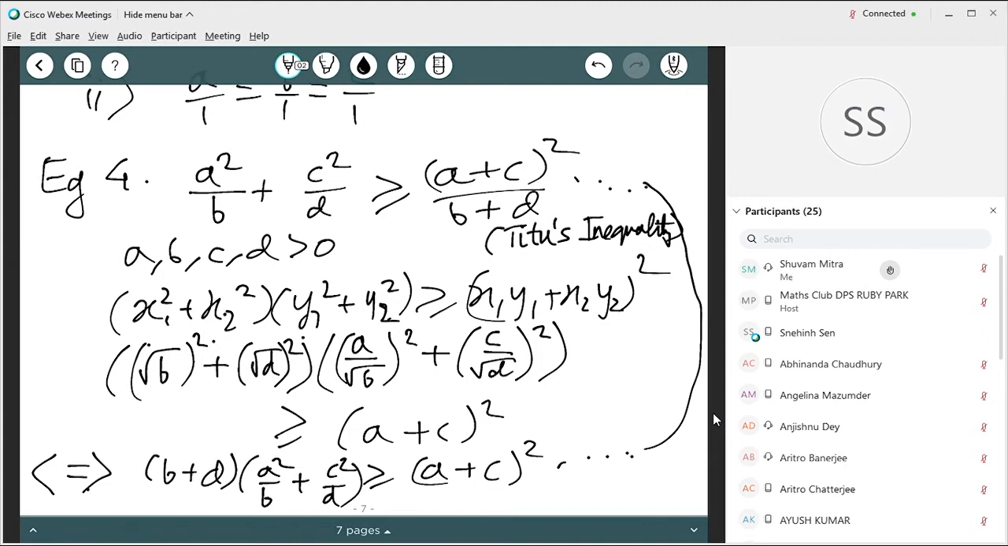Okay. You can also use AM-GM, by the way. Try the AM-GM proof for this one. It's not hard. Also think about the equality case, it's not hard again. The equality case would be when a by b is equal to c by d. Because when you divide this by this, you get a by b, and when you divide this by this, you get c by d.